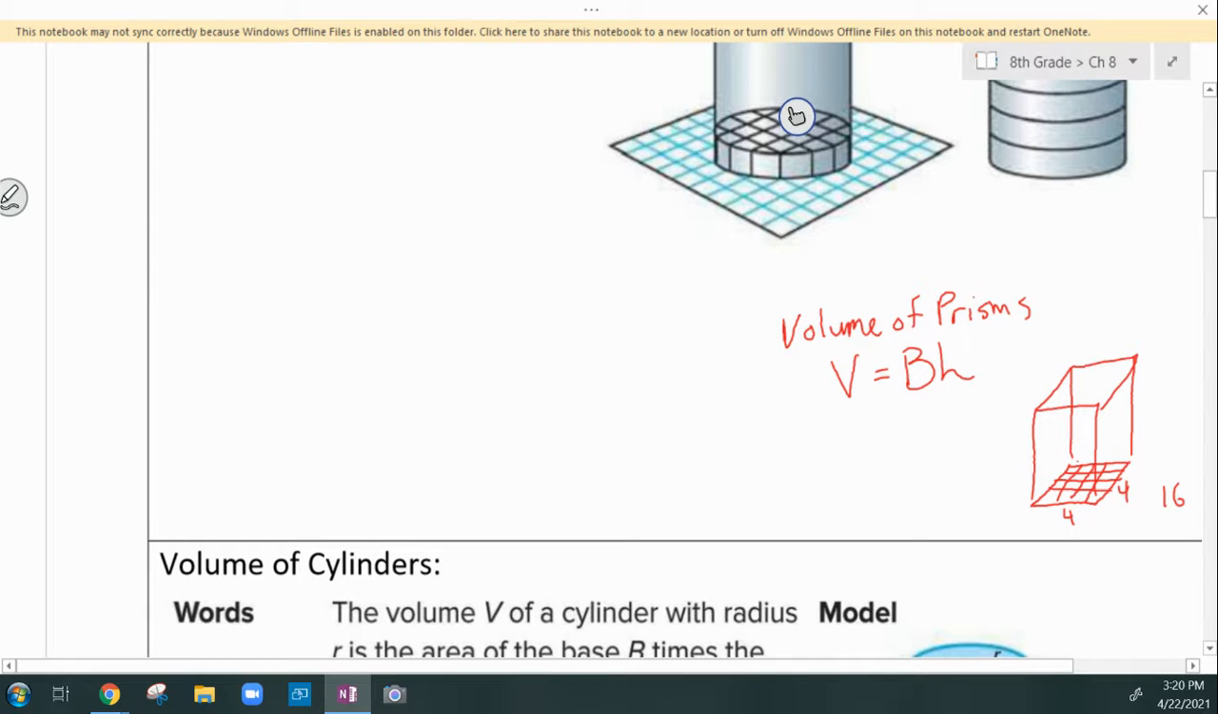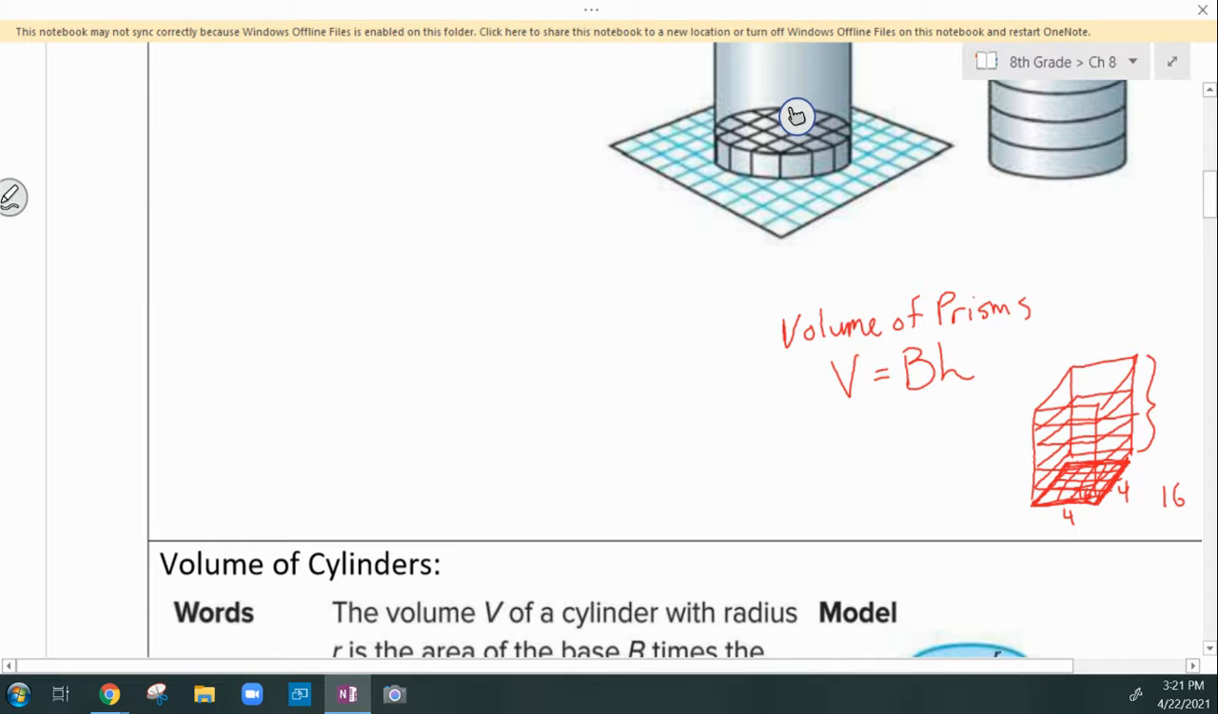all right, the idea is that if we put one layer, all right, that would be 16 blocks. If we put another layer, that'd be another 16 blocks. And if we put another layer, that'd be another 16 blocks, so on and so forth. All right, we put another layer in there, another 16 blocks. And so what we saw was that all we had to do was find what would fit on that base layer, find out how many would fit on that base layer, and then multiply it by whatever this height was.